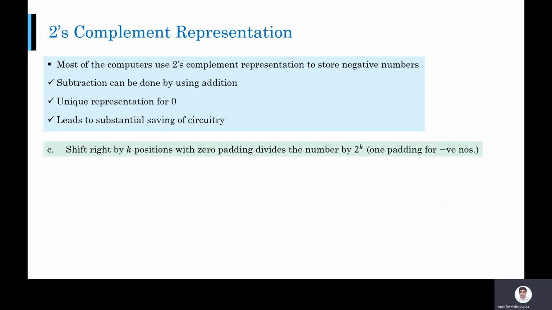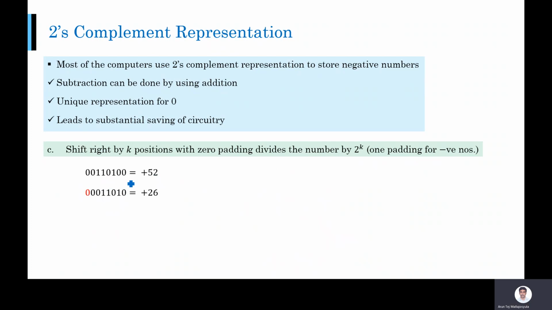Okay, not just shifting towards left. If you shift right by k positions, then you can divide by 2 power k. Of course, here you have to do one padding. There you are doing 0 padding. Here you want to do one padding for negative numbers. We will look at an example here. Okay, suppose this is your number 0011010, which is equal to 52. You can do the math.